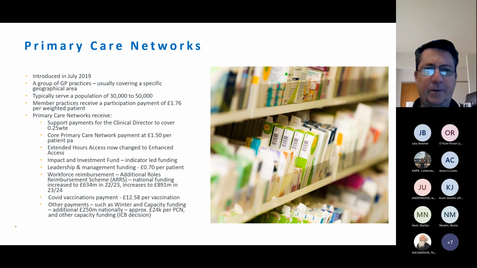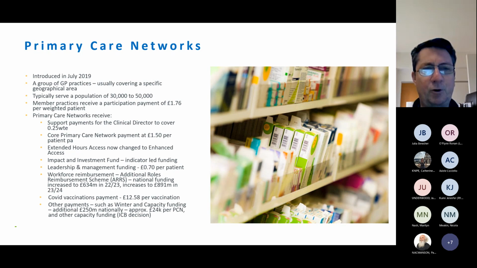Member practices receive a participation payment of £1.76 per weighted patient just to be part of the primary care network. This is where the majority of the money now going into general practice is going, through the primary care networks. I'll come on to the additional roles reimbursement scheme in a bit, which is huge money for PCNs, but let me go through the other areas where the money comes through as well.